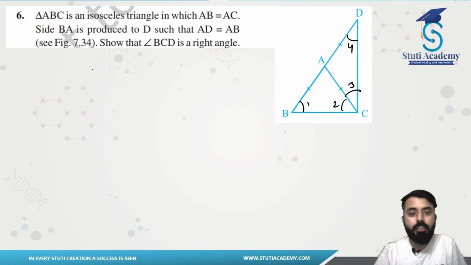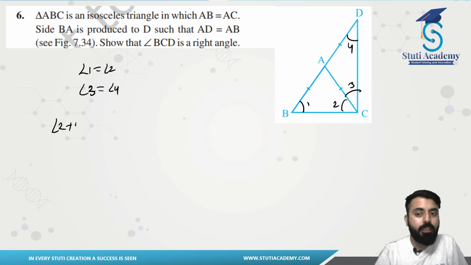Now you guys see, if I use the isosceles triangle theorem, I know angle 1 is equal to angle 2, and angle 3 is equal to angle 4, right? And if I just write them like this, angle 2 plus angle 3, that will be the complete angle C. And I know angle 1 plus angle C plus angle 4, that will be 180, right?